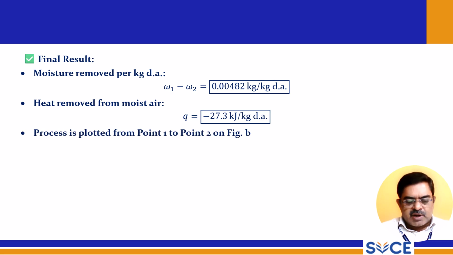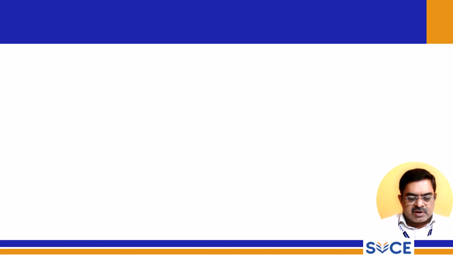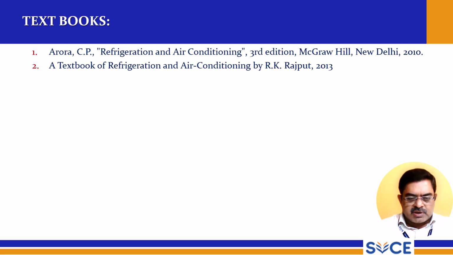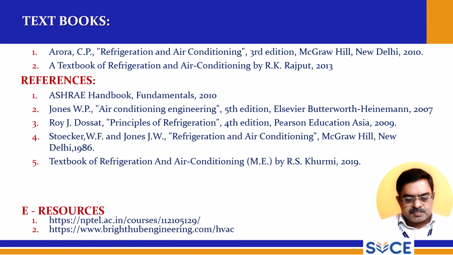So the process is plotted from point 1 to point 2 on the figure, which I showed you earlier. You can see the textbooks: C P Arora you can refer to for this topic, and we have other books, Rajput and Kurmi. You can refer to these books for additional information. You can find a number of numerical problems in Kurmi as well as in Rajput. So please practice those numerical problems from the exam point of view.